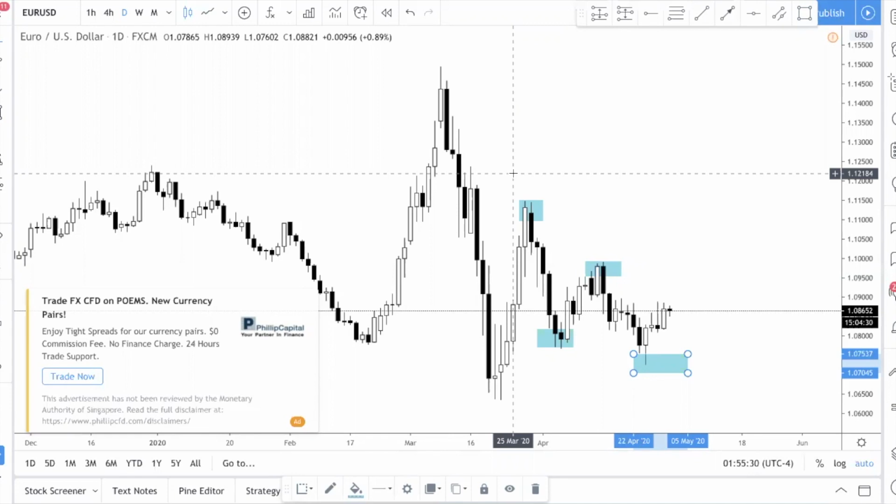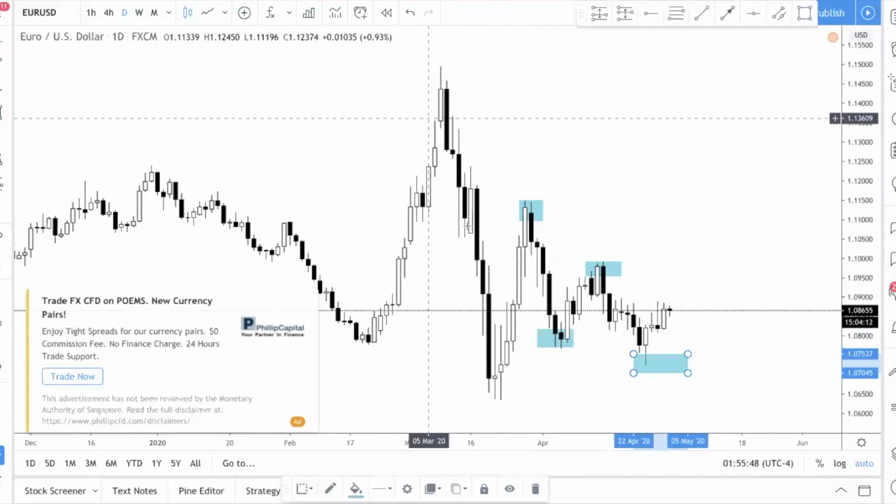Learn how to identify market structure first. Do not just go after indicators. Remember that indicators, as I said at the start, are just derived from price. So you want to keep your eyes on the price. Okay, price, this is price.